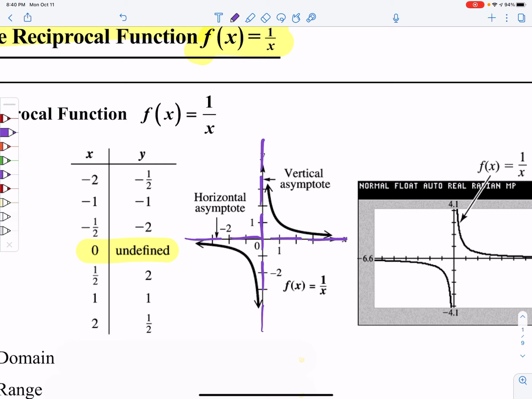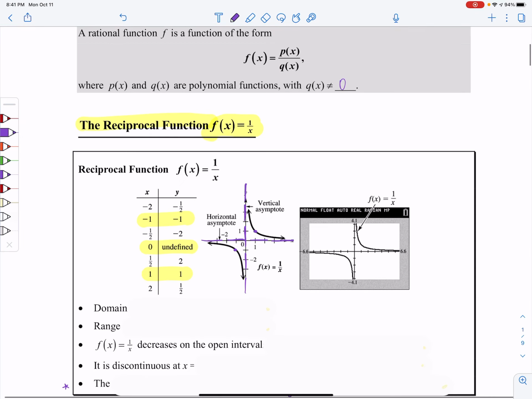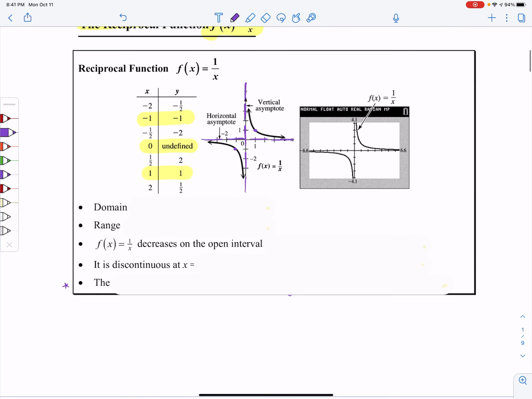Now, I want to look at two special points, and the first one is going to be (1, 1), where we're going to move right 1 and up 1. And the second one is going to be (-1, -1), where we move left 1 and down 1. And this is going to help us when we are drawing transformations of this parent.